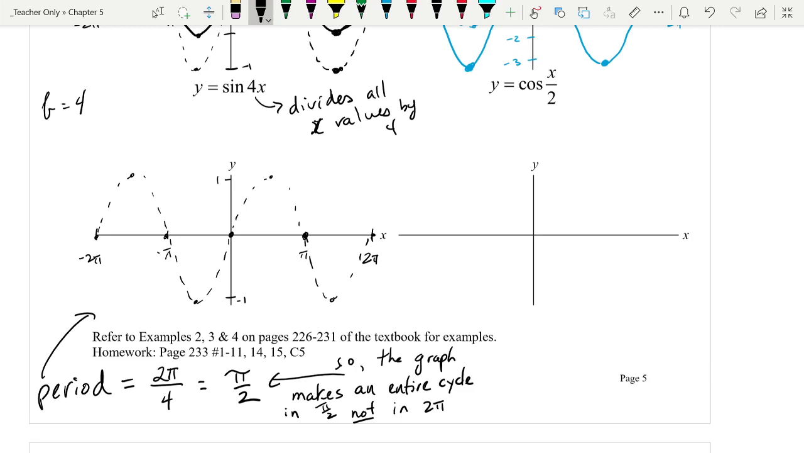See, my normal graph makes an entire cycle, right? Start, make it to the top, make it to the bottom, and back. How much distance did that take horizontally? 2 pi of distance. If you're in degrees, it took 360 degrees. How much will it take now? It'll only take 90 degrees. It'll take pi by 2. In other words, where there was 1 of these things, there is now going to be 4 of these things.